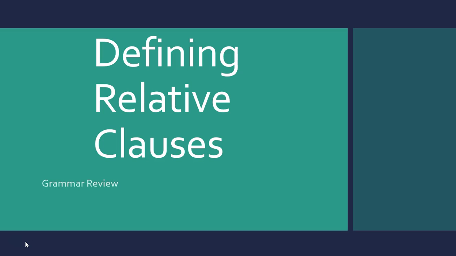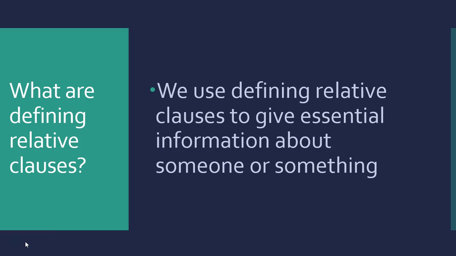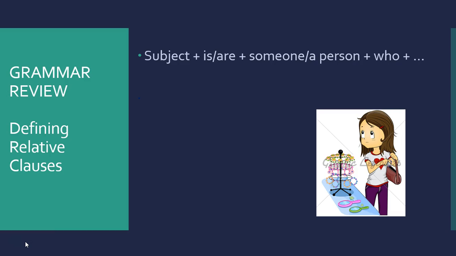This brings us on to a useful grammar topic, and that is defining relative clauses. So relative clauses that are used to define subjects. What are defining relative clauses? Well, we use defining relative clauses to give essential information about someone or something. So they're very, very useful to explain what someone is, or what someone does, or what something is, or what something does. So here we're back to the girl stealing things from the shop, the shoplifter. And we can use a defining clause like this.